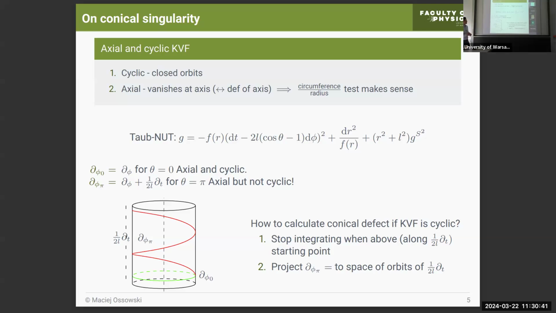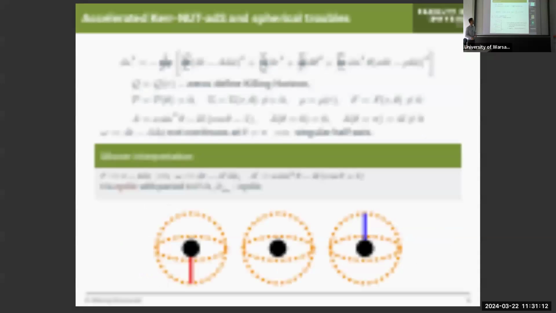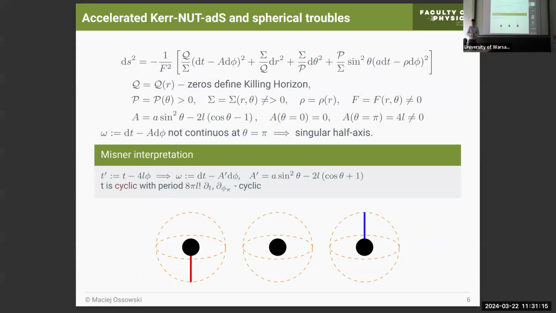So the way of rephrasing this would be to say that we project this d over d phi to the space of the orbits of d over dt. So we actually project the spiral down along the same Killing vector field as before. However, now this conical singularity is calculated not in the spacetime, but in the orbit space of d over dt, and this is precisely the construction I will be showing you in a second.